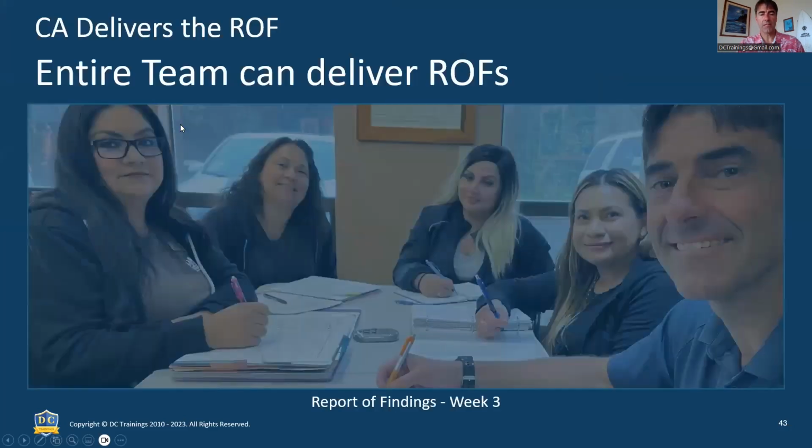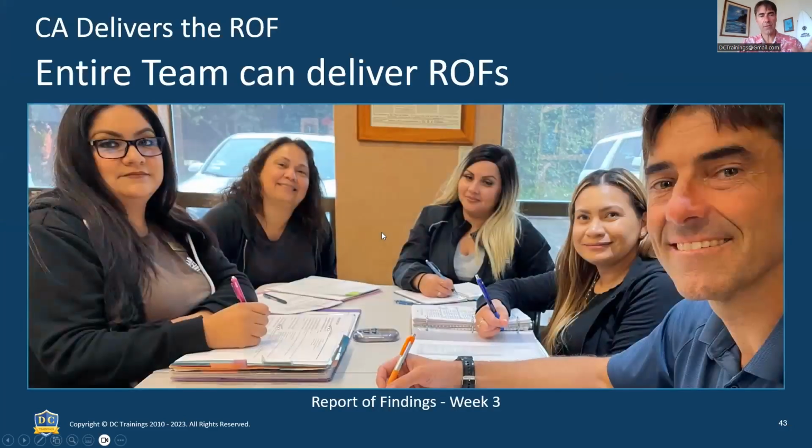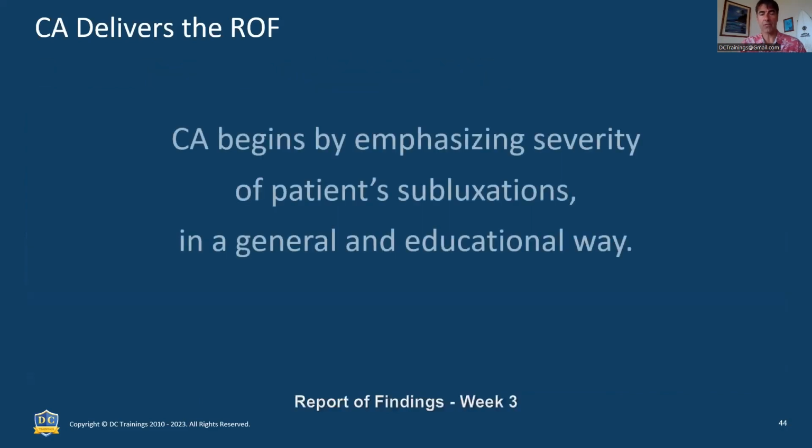Let's move ahead and talk about how this is going to happen when your CA is delivering the report of findings. The first thing I want to say is that it's important to have your whole team trained to deliver the report of findings. As you can see on the screen here, this is my office where all of my CAs are trained to do what I'm teaching you right now. There's a complete training that goes across the board for them all to be able to deliver the report of findings. That's important. By cross training, you'll achieve that. Next is to jump into what's actually happening in the report of findings.